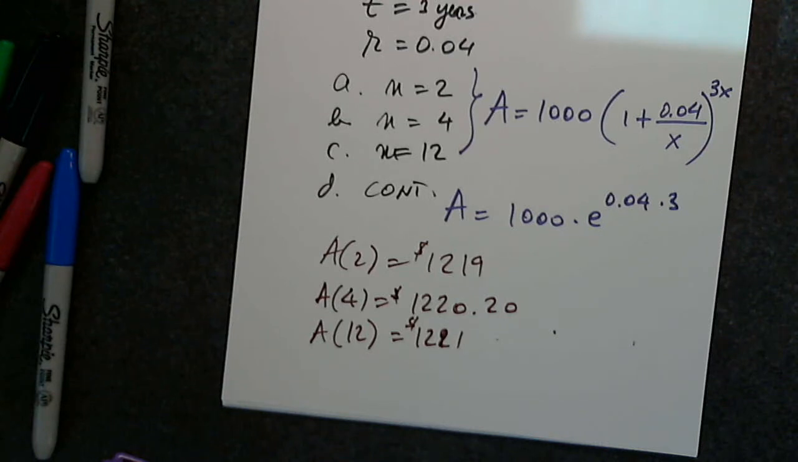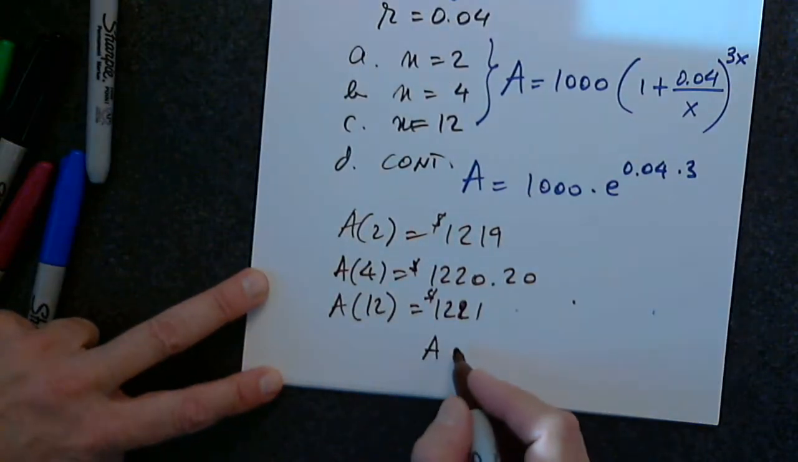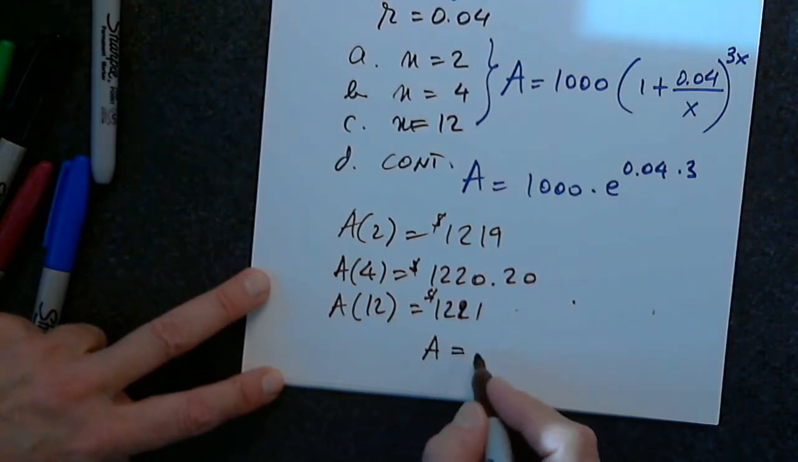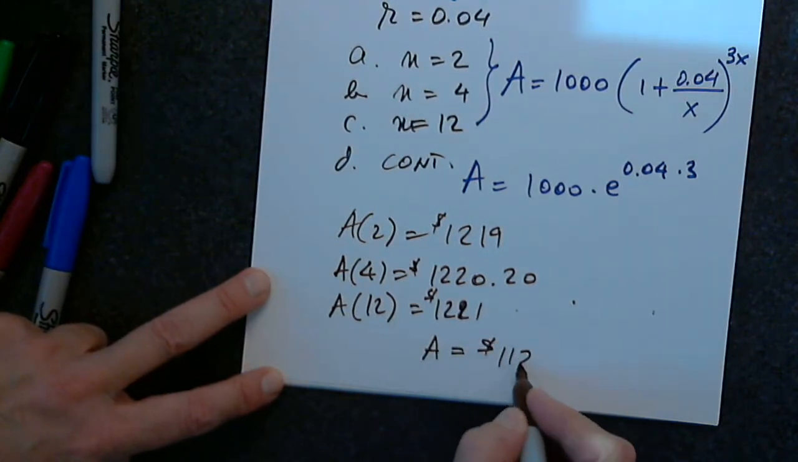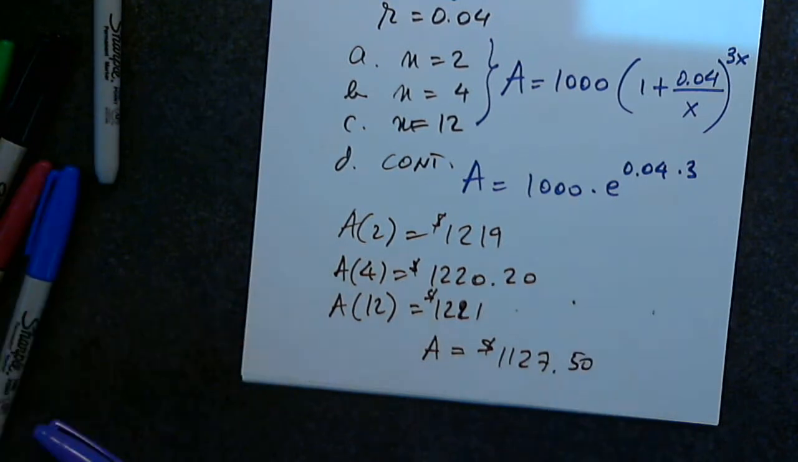0.04 multiplied by 3. Did I put 3 or did I put 5? I have to go back and check what I put in the function. Sorry. So 1127.50. Did I put 3 or 5? If I put 5, I have to correct. I put 5. I'm sorry. I don't know why I put 5. I have no excuse. My apologies.